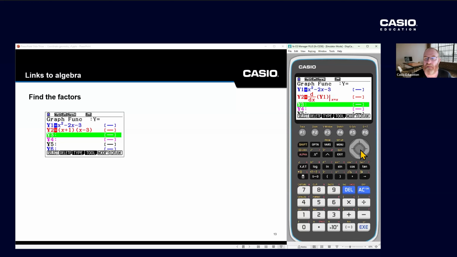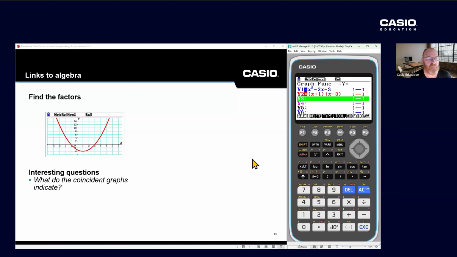So we could exit. So for example, we can then delete, and we can enter our factorized form. So x add 1, x subtract 3. Okay, so you can enter a factorized form. And of course, if students are dealing with factorization, perhaps struggling with it a little bit, this might be useful, because if you now sketch, so choosing draw, what you would get is some coincident graphs, and then that offers the opportunity to ask questions such as, what does that mean?